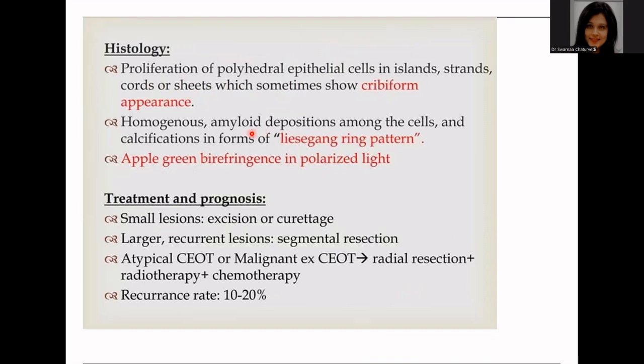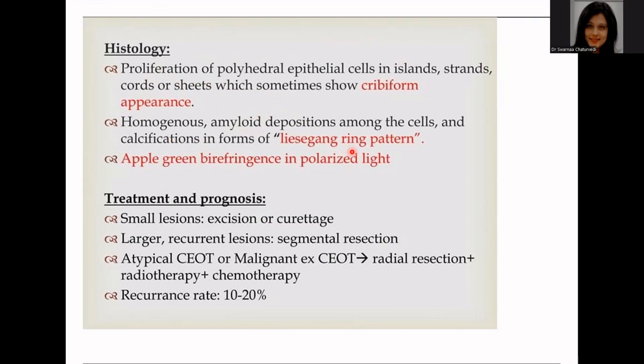If we look at the histology of this lesion, there will be proliferation of polyhedral epithelial cells in islands, strands, cords, or sheets, which sometimes show a cribriform appearance. There would be homogeneous amyloid deposition among the cells, which gives it a Liesegang ring pattern. Very important. And in polarized light, apple green birefringence will be seen.